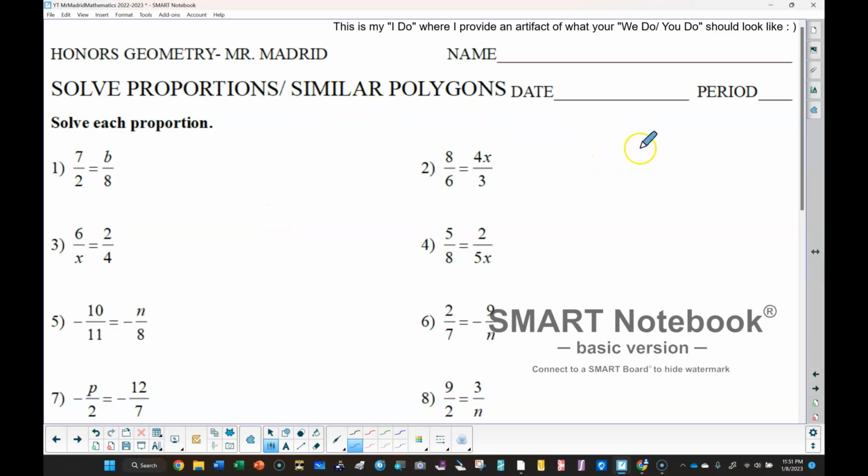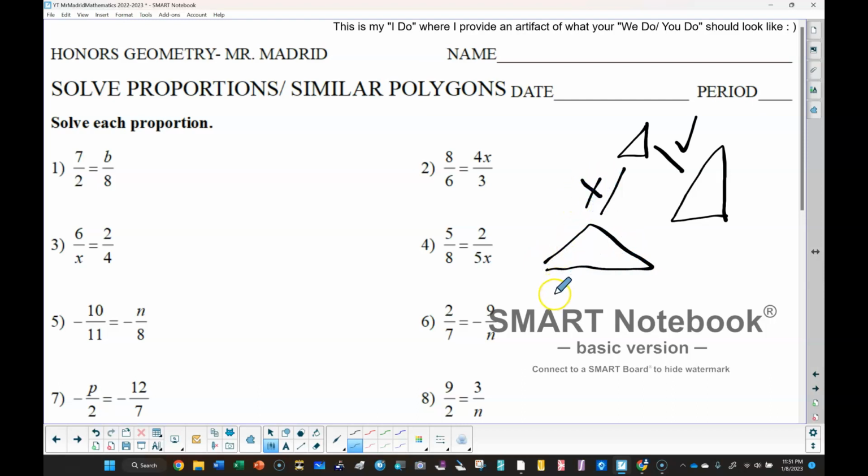So for example, when we talk about similar, let's say I have a 30, 60, 90 triangle. If I blow that up, it's the same triangle, just larger, that's similar. So these two would be similar. We'll put a check mark. But if I compare it to this triangle right here, that's not similar. Even though with these two the sides aren't the same, they do have the same angle measures. This one does not.